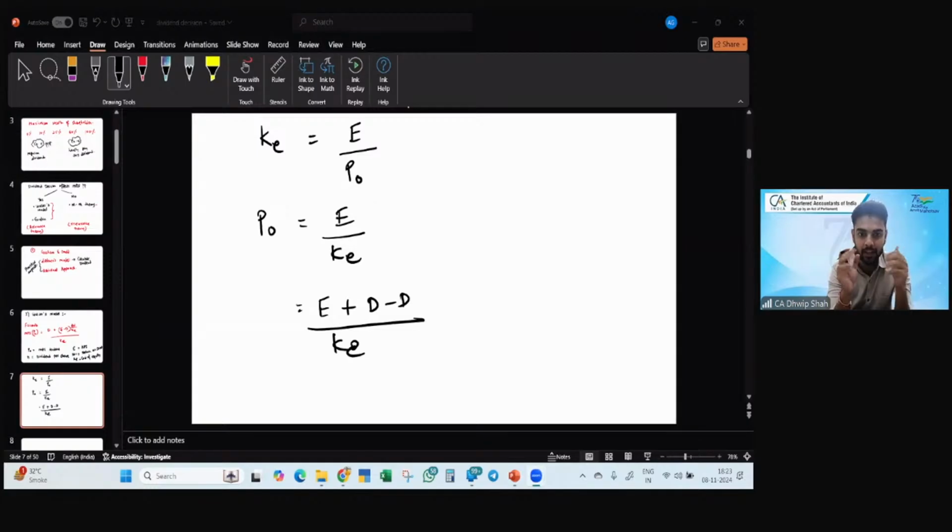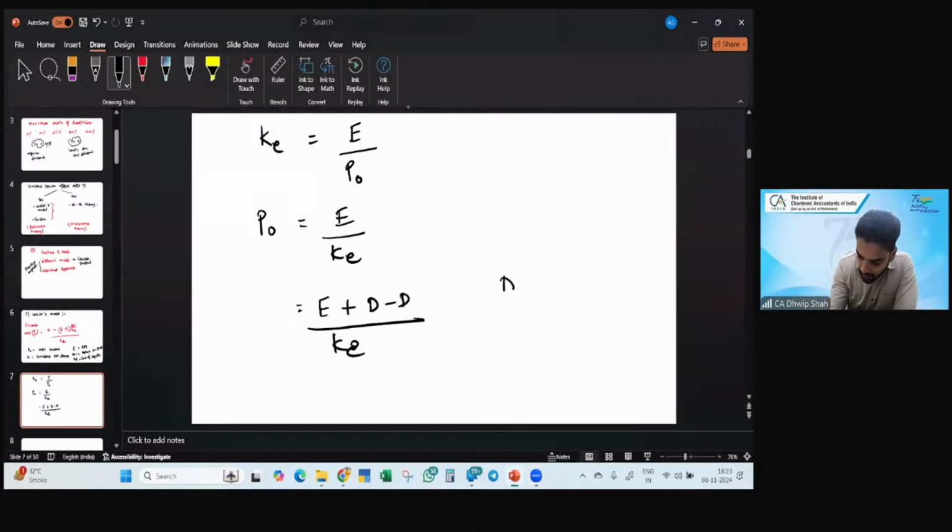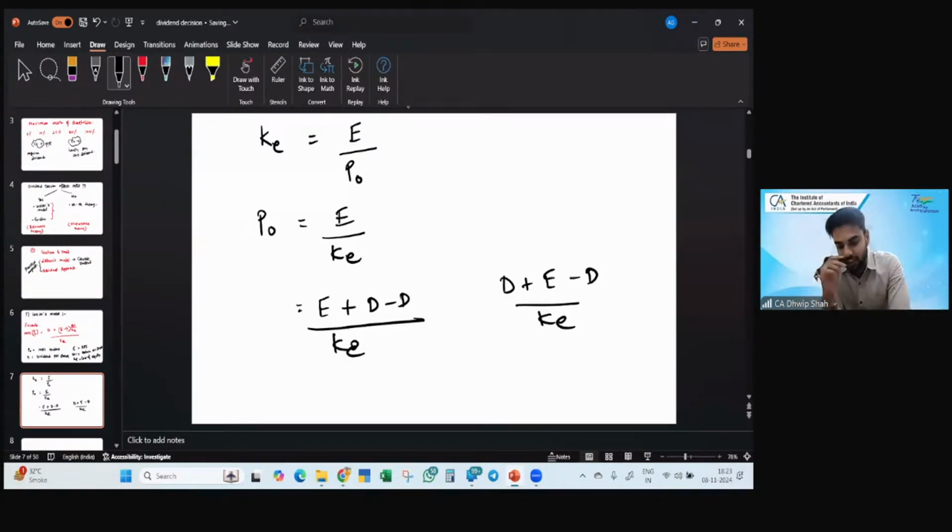Again, I am repeating, you don't have to focus on the derivation. You just have to remember the formula. But just for the first and last time, I am showing you the derivation. So the answer will not change. If I write it this way, D plus E minus D upon K, again the answer will not change. I just took D to the front side.